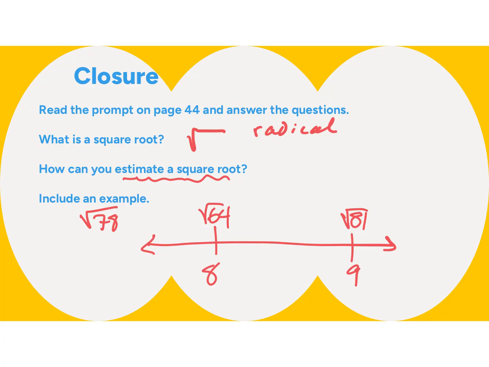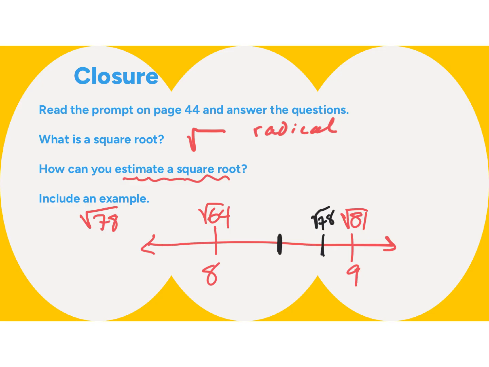78 is 3 away from 81, and much farther away from 64, which would be 14 away. So you can see here that we're much closer to 9 than we are to 8. So if I wanted to plot where the square root of 78 would be, it'd probably be somewhere in here, like so.